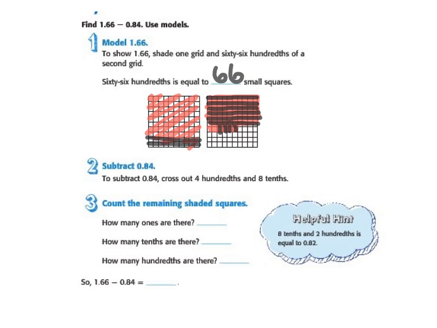Step number 3 is to count the remaining shaded squares. So I want to count the rest of the red squares. How many ones are there? I don't have a whole grid anymore that's shaded red, so I can just put a 0 there. How many tenths are there? I have 1, 2, 3, 4, 5, 6, 7, 8 tenths right here. So I know that I have 8/10 total. And then how many hundredths are there? I have 2 hundredths in that model right there. So I have 2 hundredths. So 1 and 66 hundredths subtract 84 hundredths would be 82 hundredths. That's how much is still shaded red on my model.